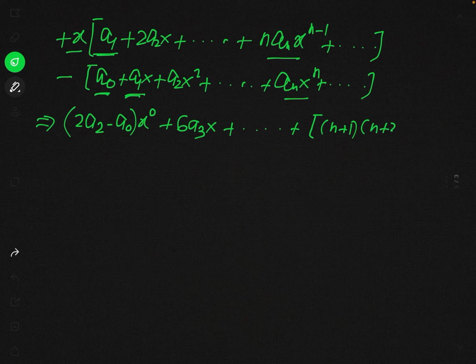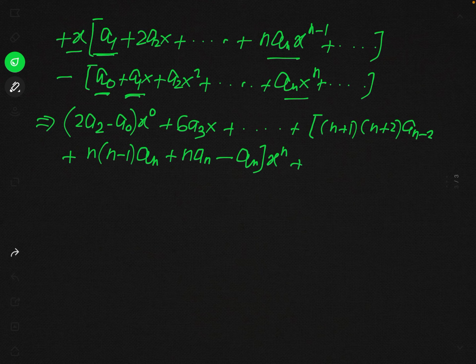n plus 1 into n plus 2 into a n plus 2, and plus n into n minus 1 into a n, plus n into a n, minus a n, into x to the power n, and so on. This will be equal to 0.